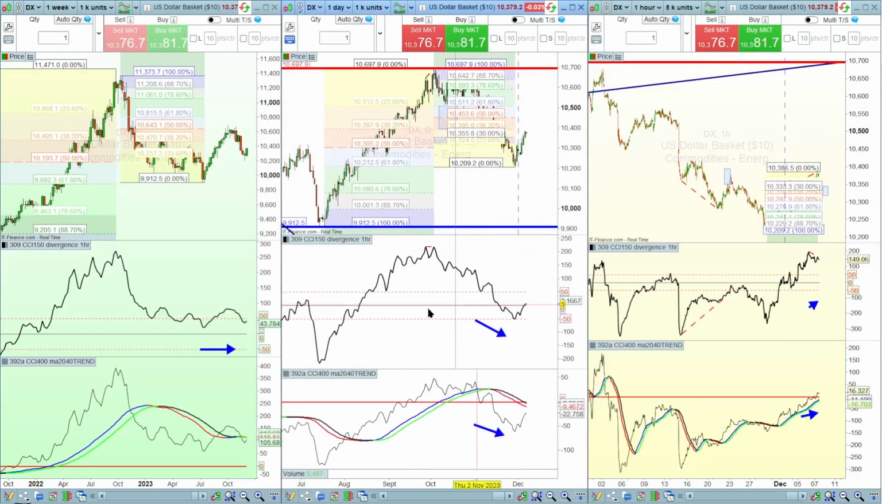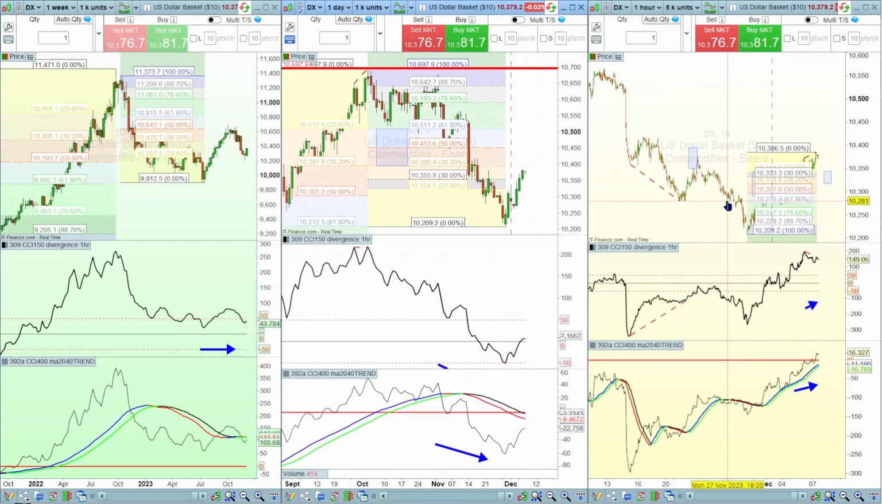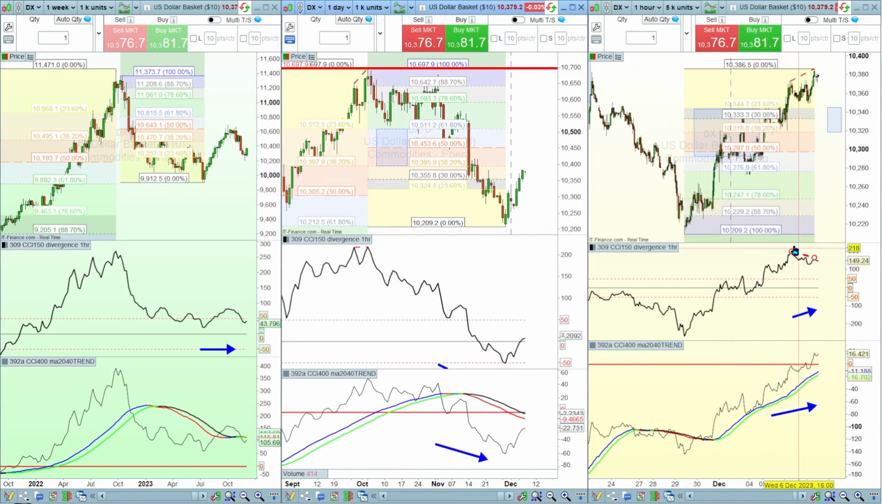So at the moment, bearish on the US dollar with a small retrace to the upside, and that could be over in the coming hours according to this bearish divergence on the CCI 150. So I'll keep an eye on that and let you know how it goes in the coming days.